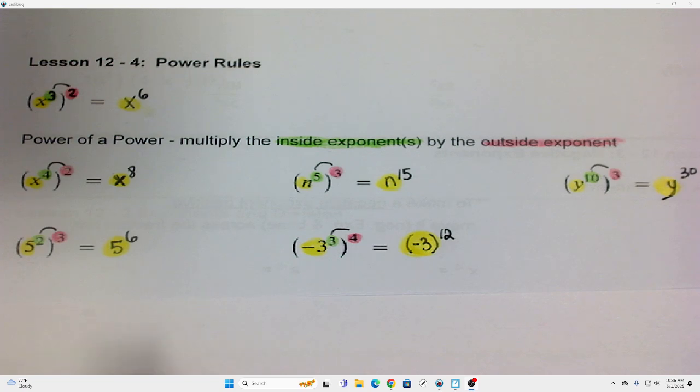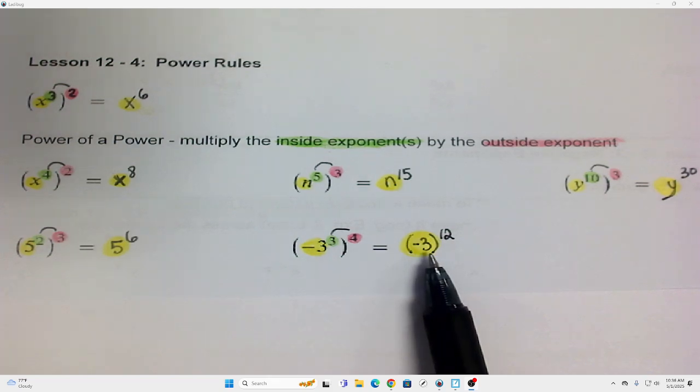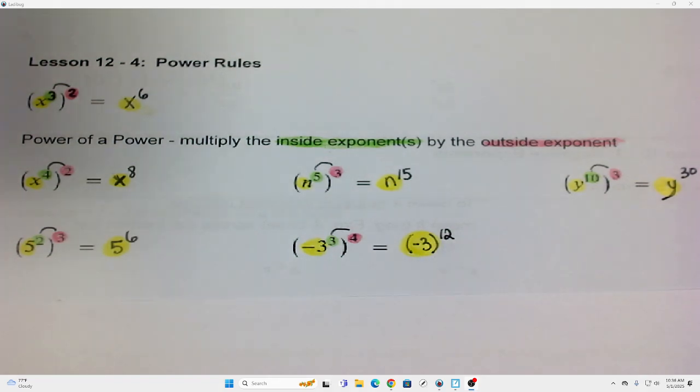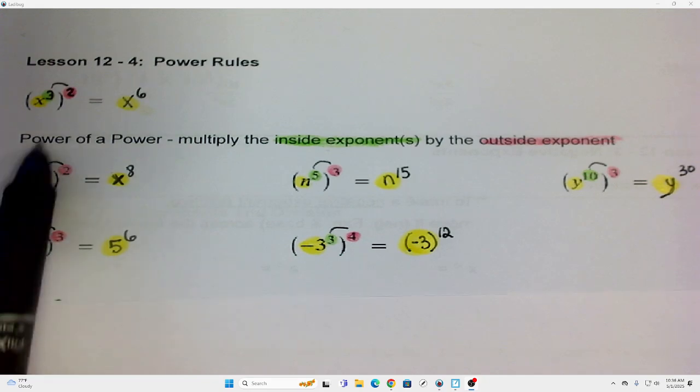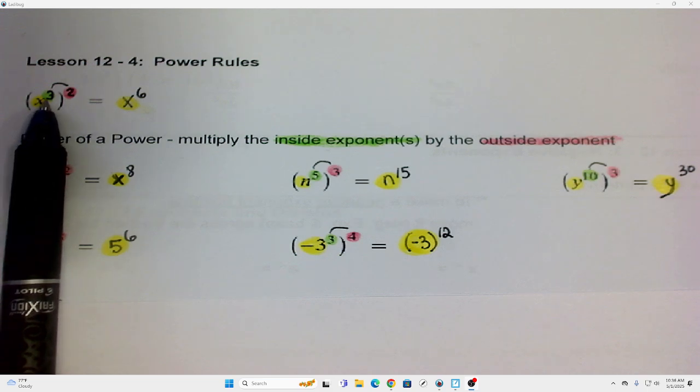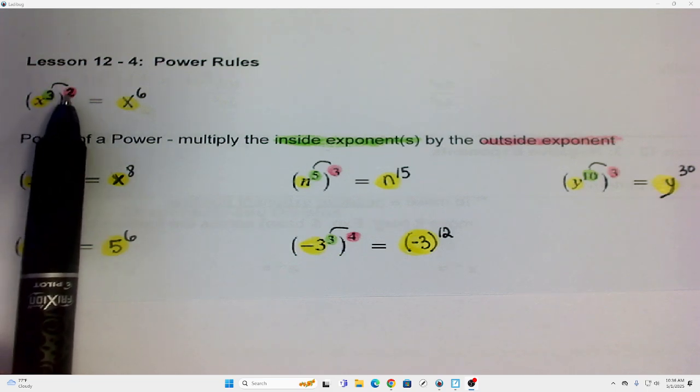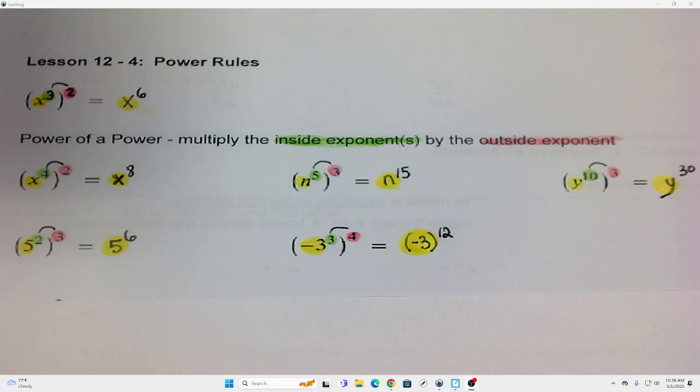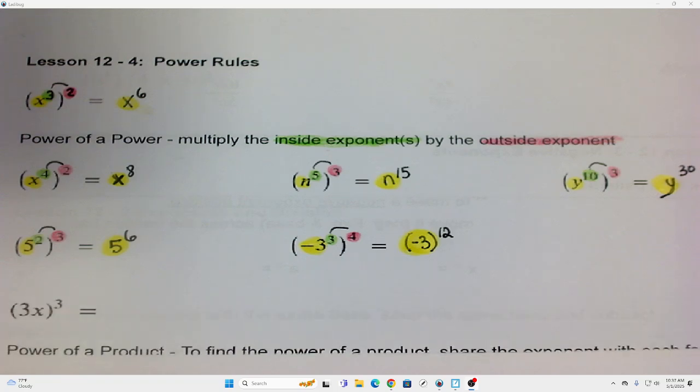Now, could we go ahead and figure out what 5 to the 6th power is? Could we go ahead and find out what -3 to the 12th power is? Yes, but we're just trying to figure out how do we deal with these rules when we see parentheses with an exponent inside and another exponent right there beside the parentheses. So let's go a little bit further. Let's look at one other situation down here.